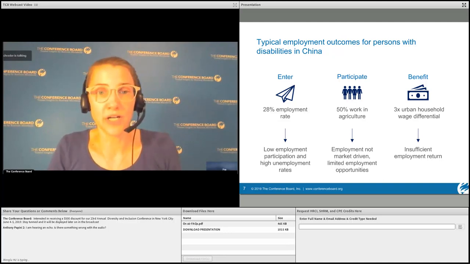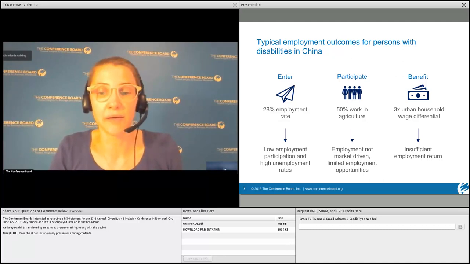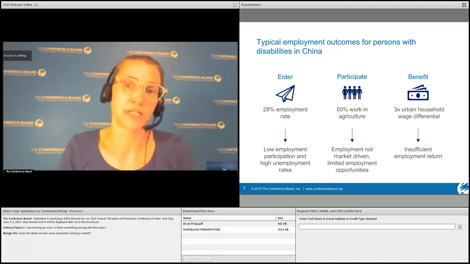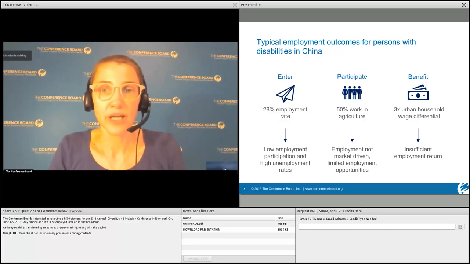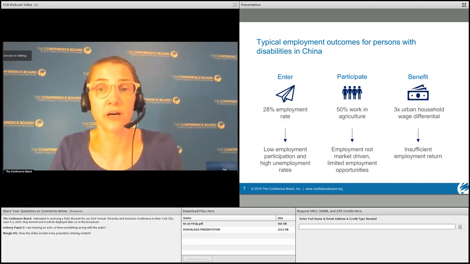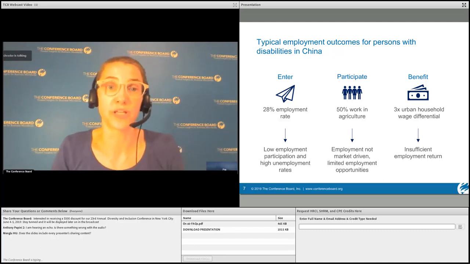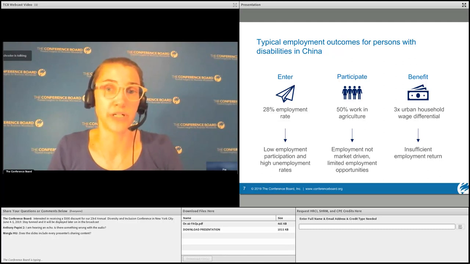Employment is also largely not market-driven. It's really limited to opportunities inside of the rural areas and outside of urban centers. And then we're also not seeing a sufficient return on employment. So there's a very large wage differential, for example, in urban areas between households with and without persons with disabilities.